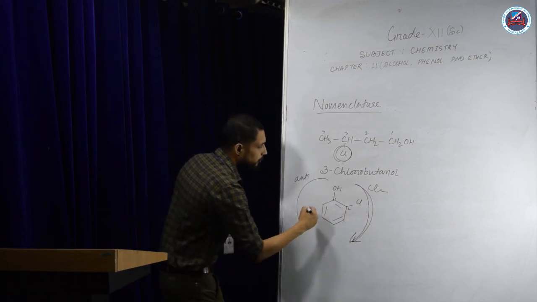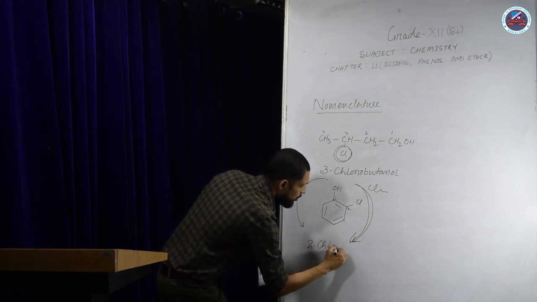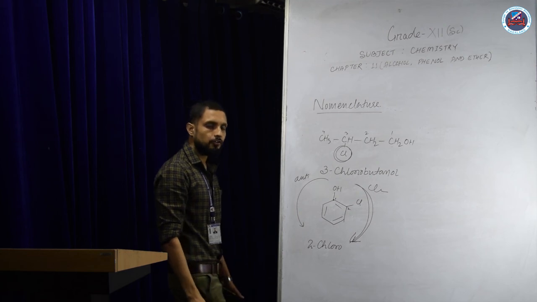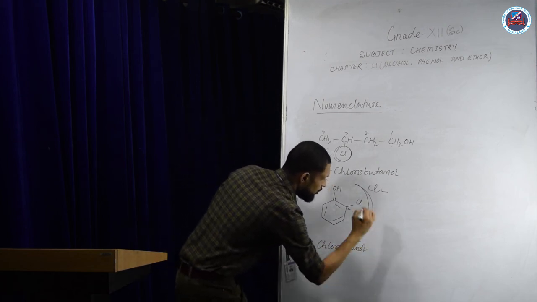So the name of this compound is 2-chloro. Now benzene ring with OH is known as phenol. So it's 2-chlorophenol.